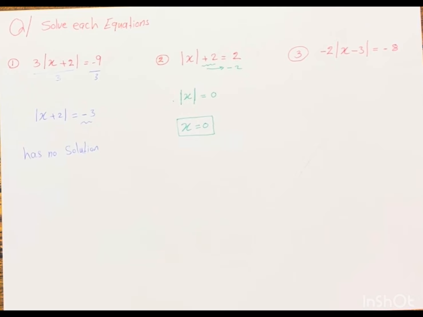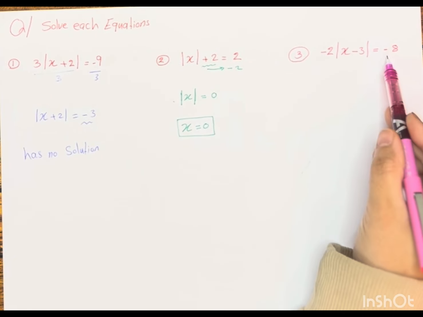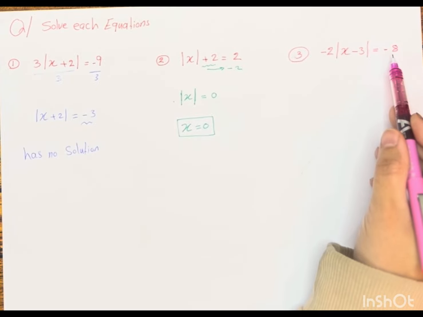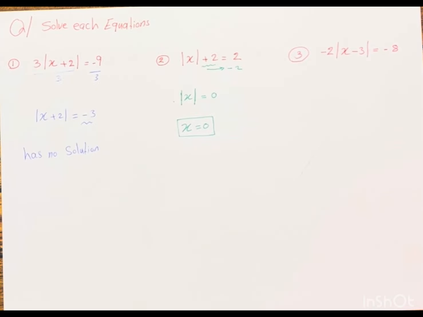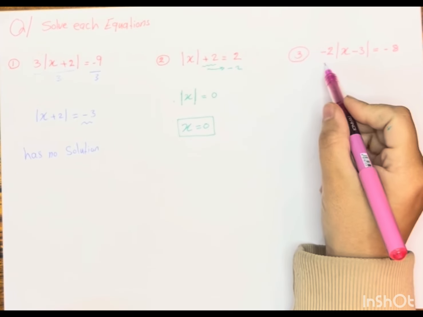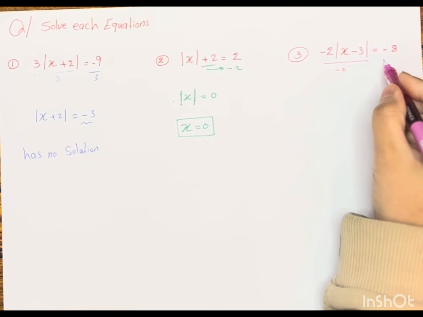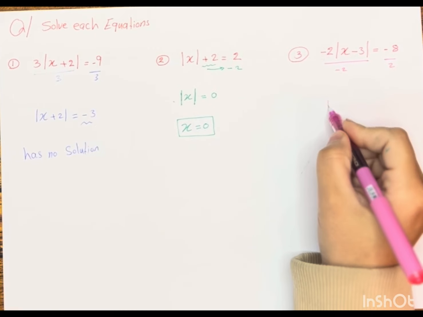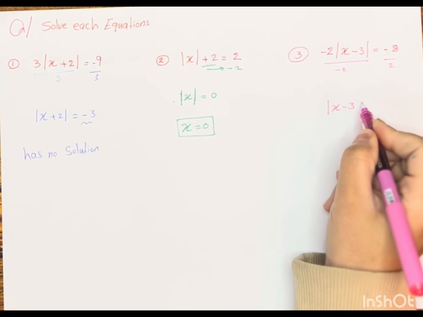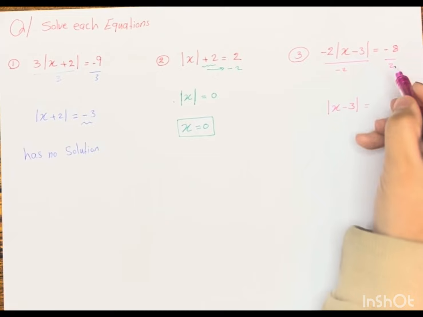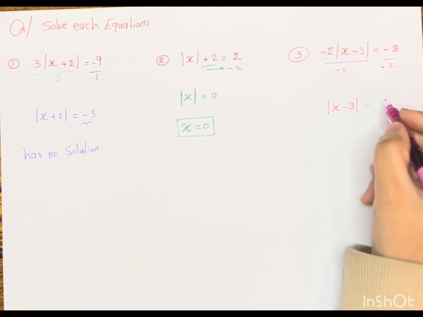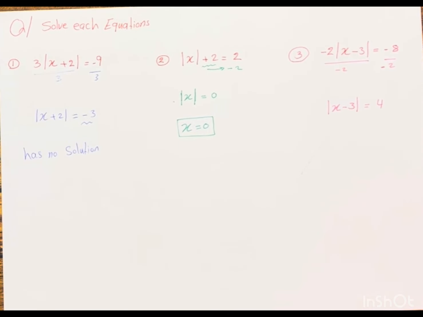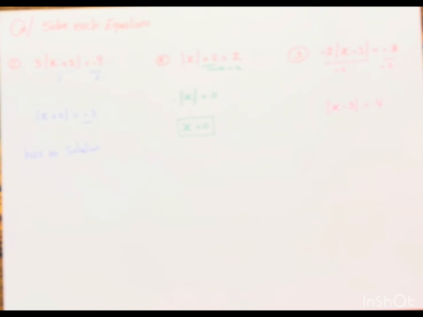The last one, as you see, there's a negative here, okay? But we need to isolate the absolute value on one side, then we can decide which case this equation is. I will divide both sides by -2. We get the absolute value of x minus 3 equal to -8 divided by -2, which is 4. So we get a positive number.